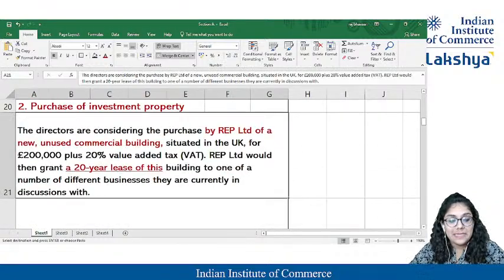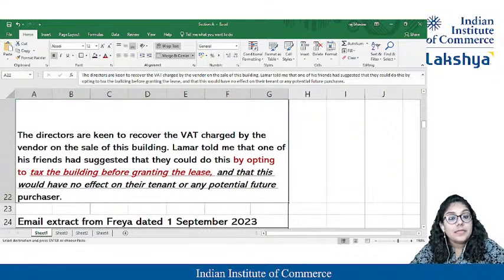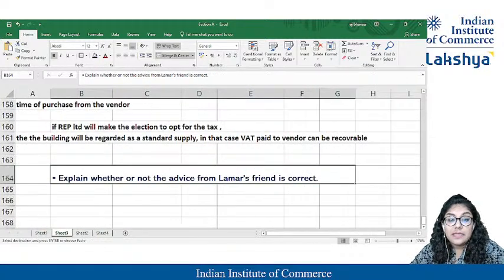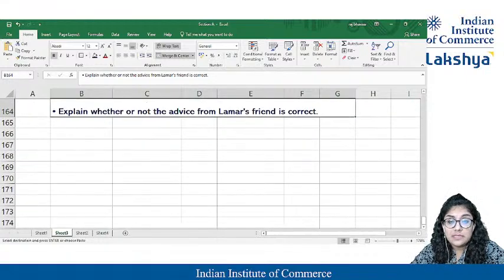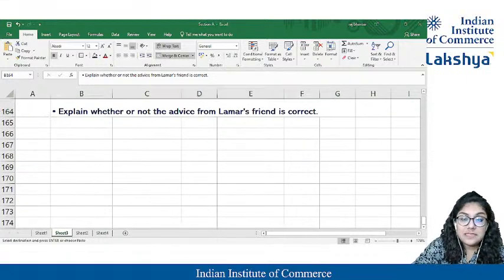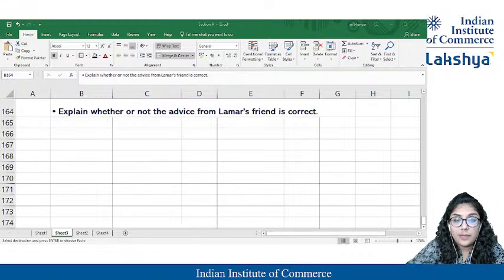His friend advised him that he can opt to tax the building, and that will have no effect on the tenant. How does it have no effect on the tenant? If you are obviously getting some credit, obviously what will happen? We have to check now. The advice is partially correct.